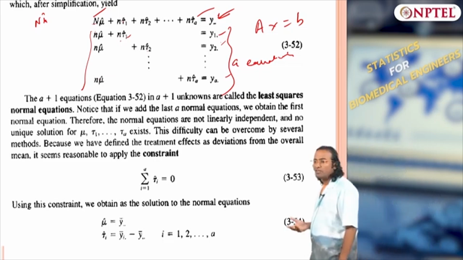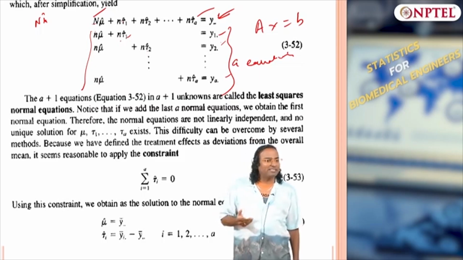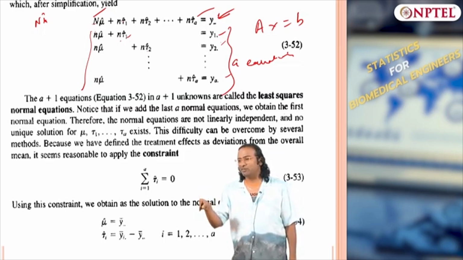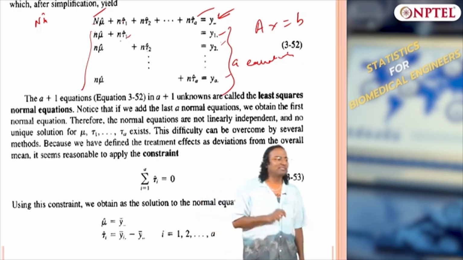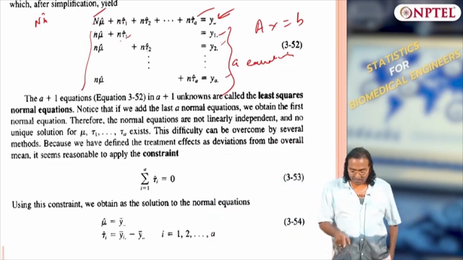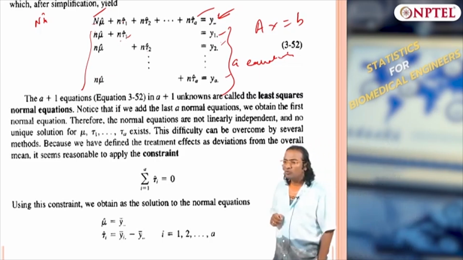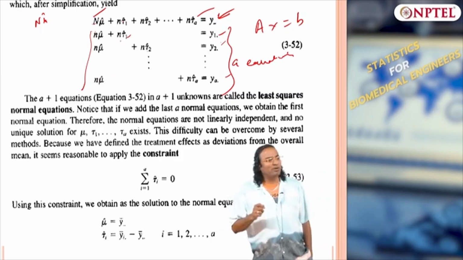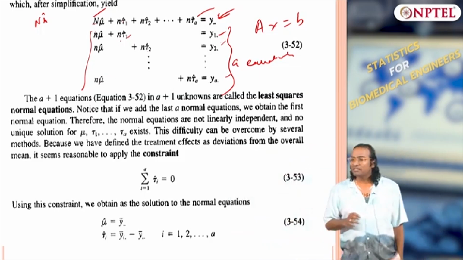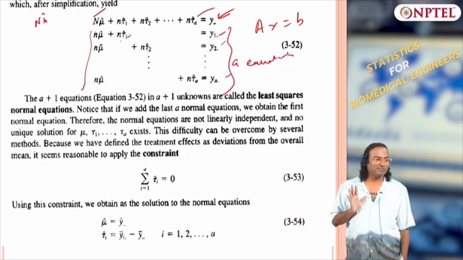So then how do I solve it? Remember we had a constraint, summation tau I equals 0, that is where the catch is. So our a plus 1 equations are these a equations plus a constraint which is summation tau I equals 0. Now you have a plus 1 truly independent equations and a plus 1 unknown parameters, you can solve for it.